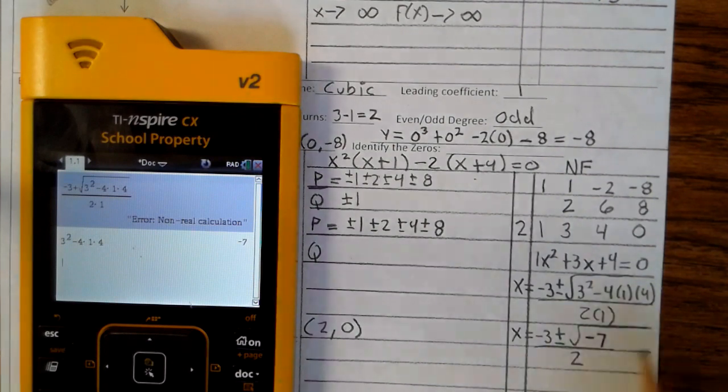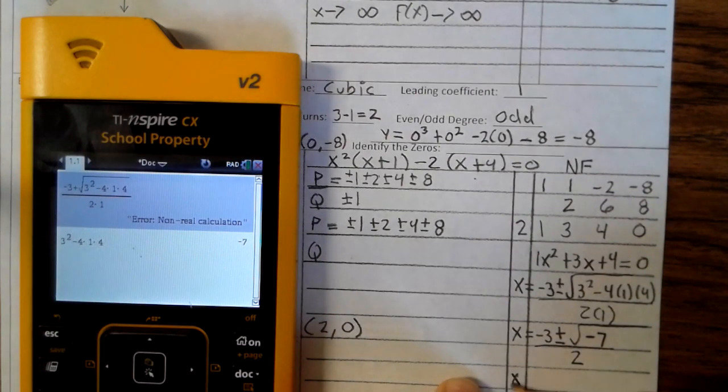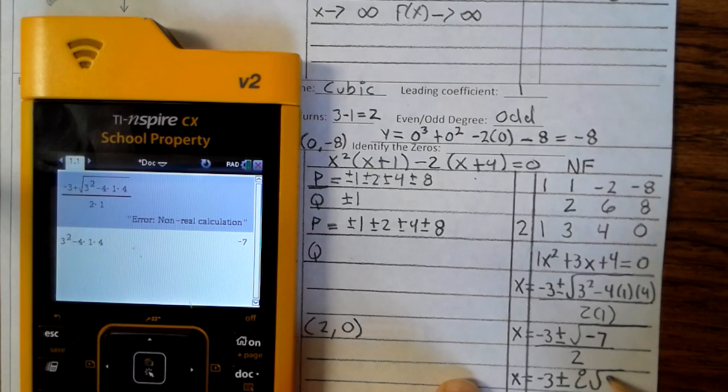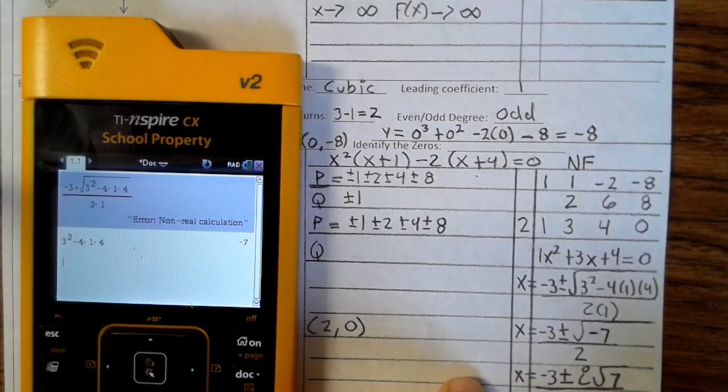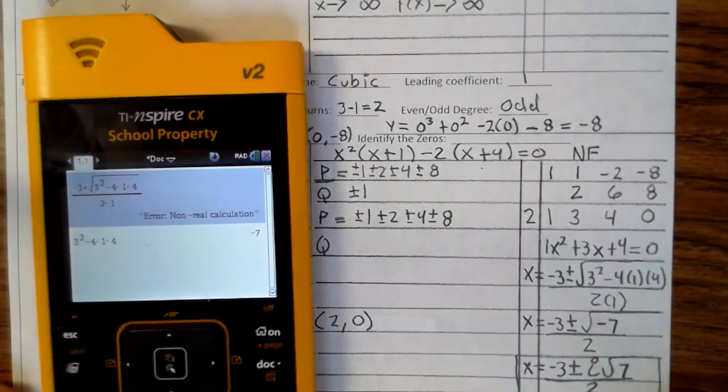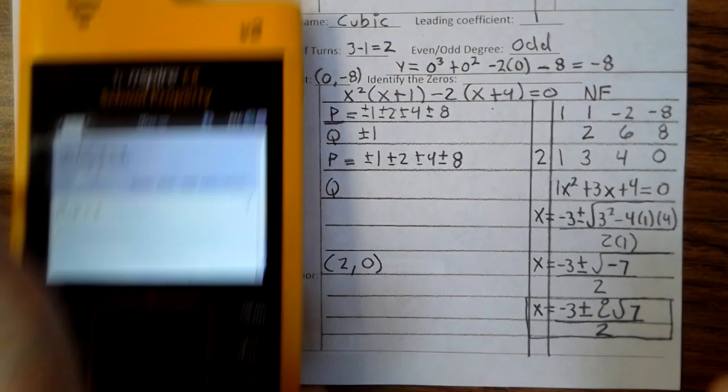Now, 7 is a prime number, so you can't reduce this anymore, but we know that the square root of a negative number is i. So we have x equals negative 3 plus or minus i square root of 7, divided by 2. So one of our zeros is real, 2 of them are imaginary. Okay?